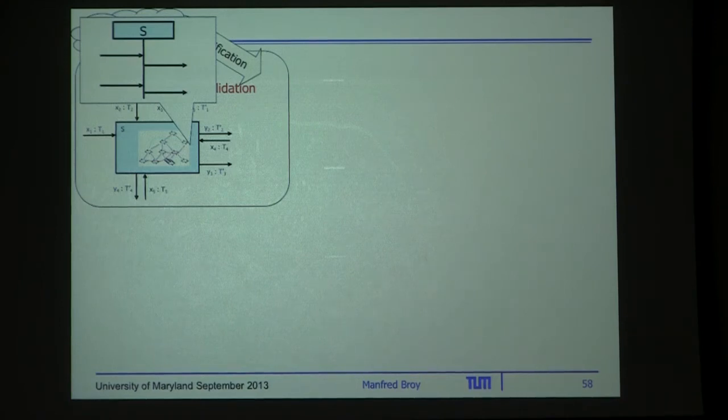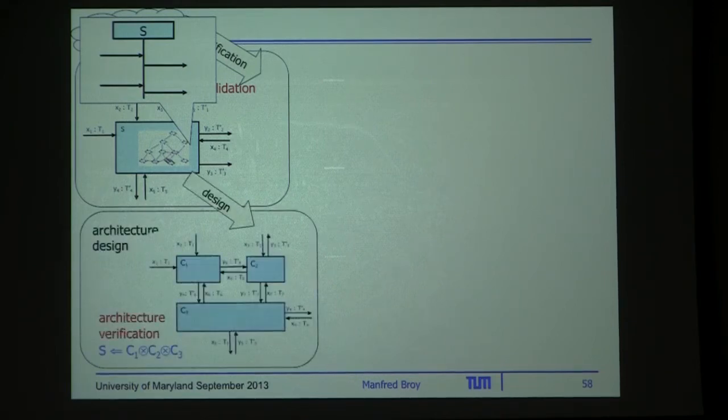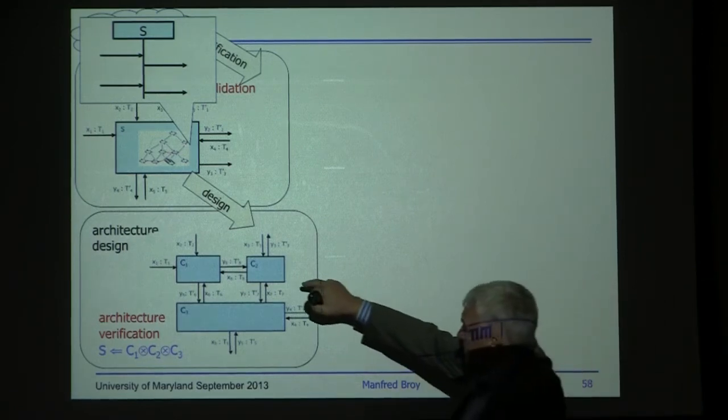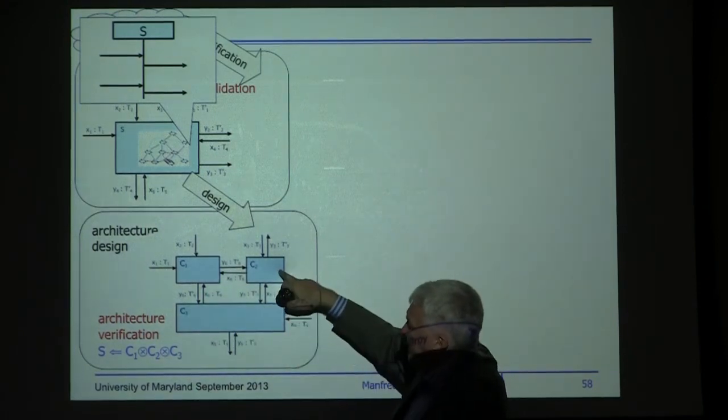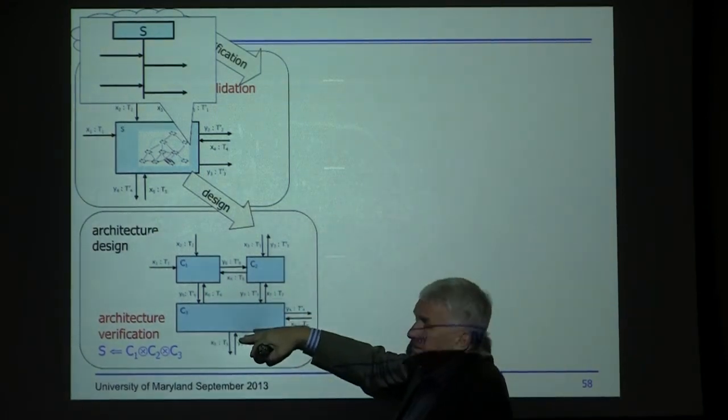Having now descriptions, this is just to mimic that by diagram. What we have described now is what's going on over the interface of the system. The next step would be design. We decompose the system into a number of subsystems. Here it's just to illustrate that. And now we can do an architecture verification.